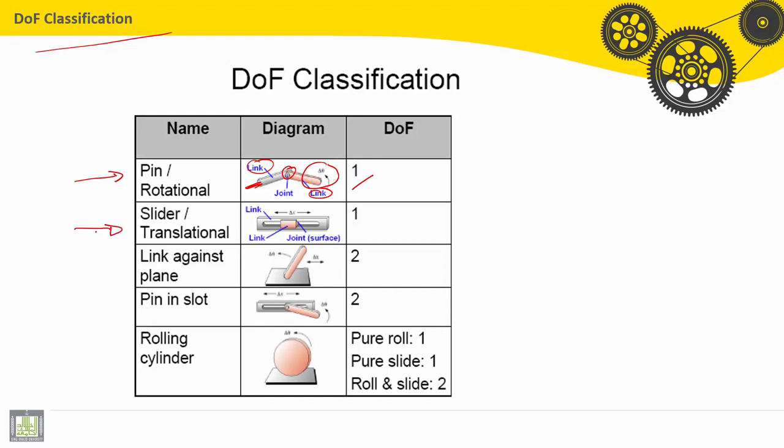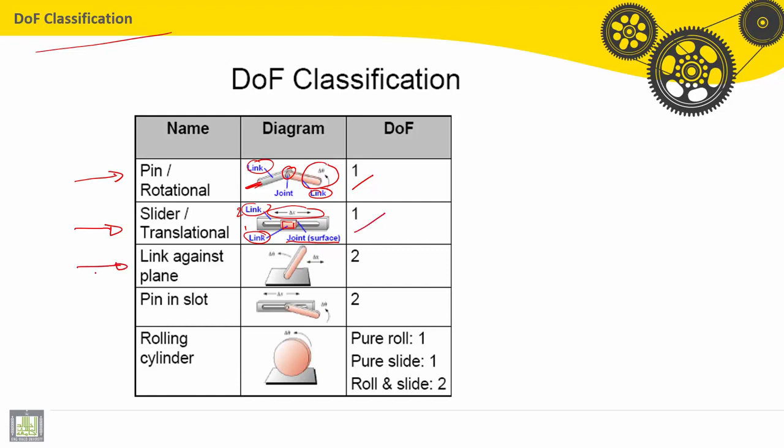Second type is called slider or translation. This link is the slider. This link is fixed to the ground. So the joint between link 1 and link 2 is the surface contact. So the degree of freedom here is the translation or linear motion x or delta x. So degree of freedom is 1.